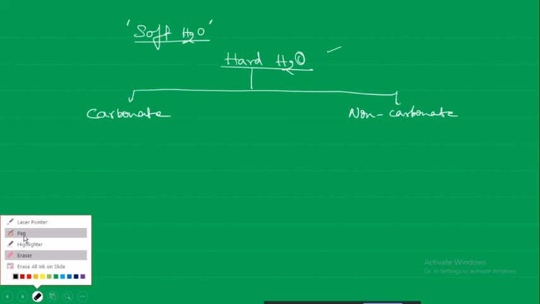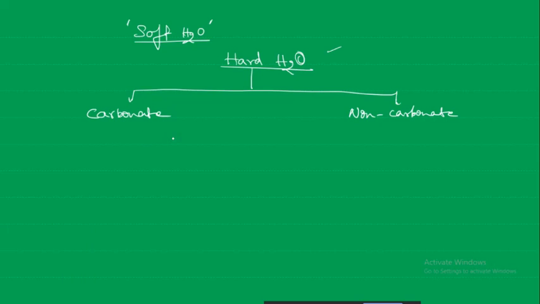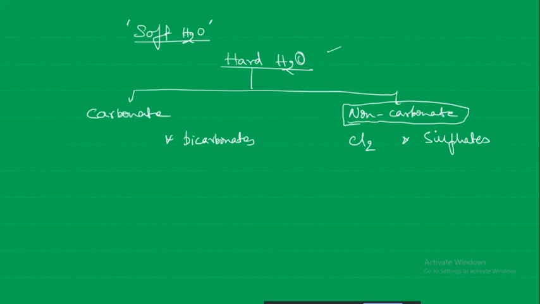Carbonates and bicarbonates. Under non-carbonates, we have the chlorides and sulfates. Generally, the metal part here is calcium and magnesium. Calcium and magnesium, carbonate, bicarbonate, chlorides, sulfates. Okay, this way.